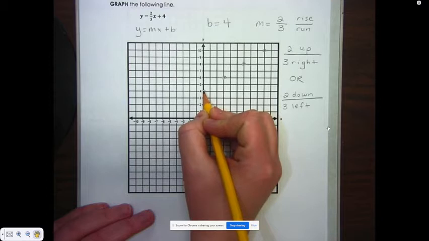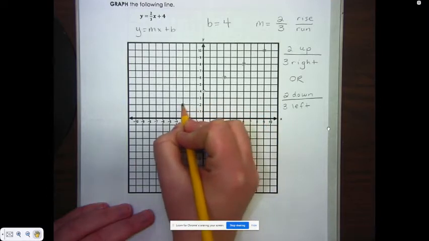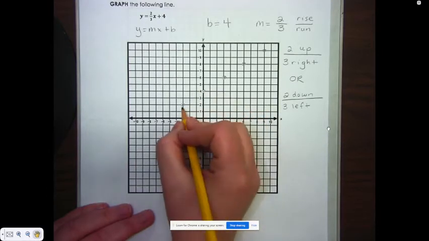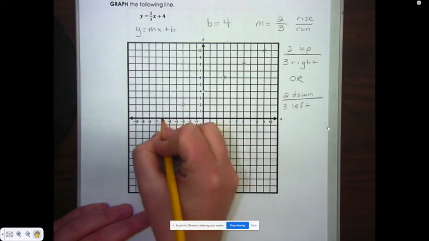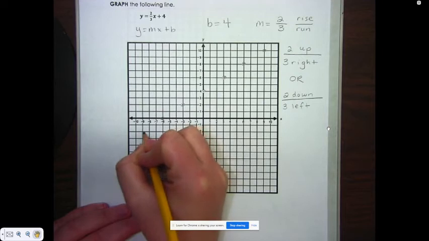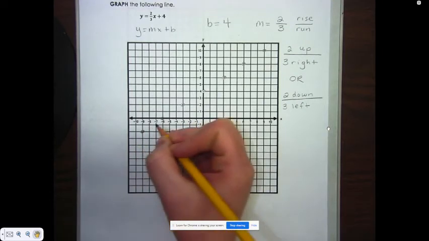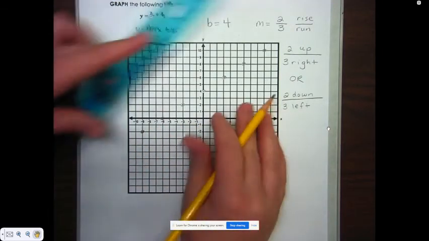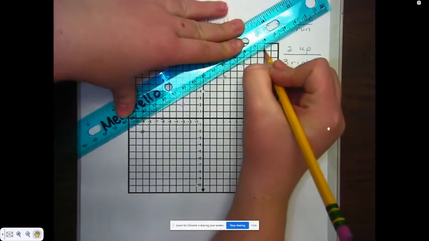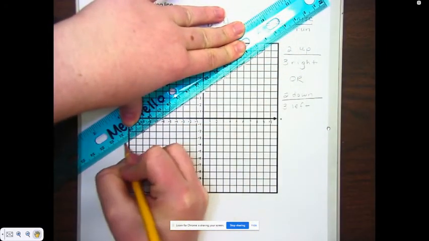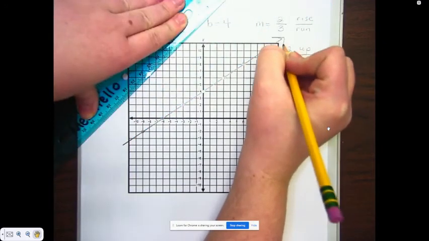From there, I'm going to go 2 down, 3 to the left. And then I can keep doing that as many times as I have room for. So 2 down, 3 to the left, and 2 down, 3 to the left. It looks like that's as many times as I can do it. Then from there, I'm going to connect those points to make a line, and draw arrows on both ends.